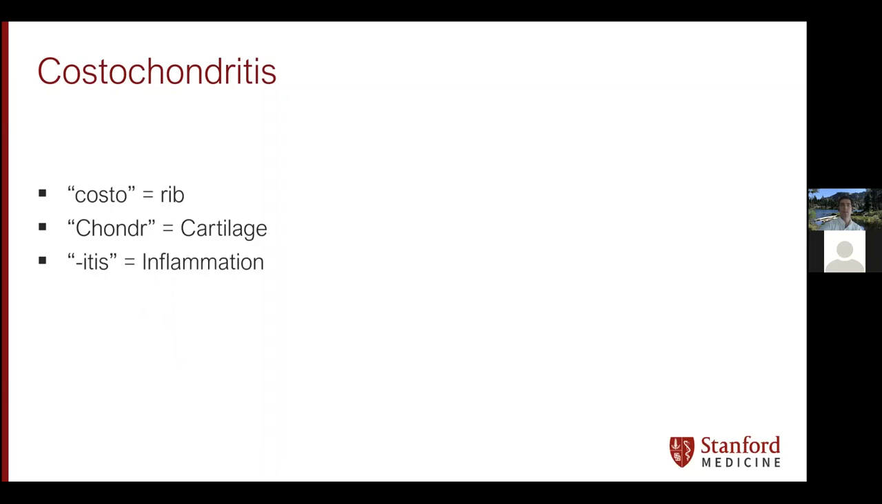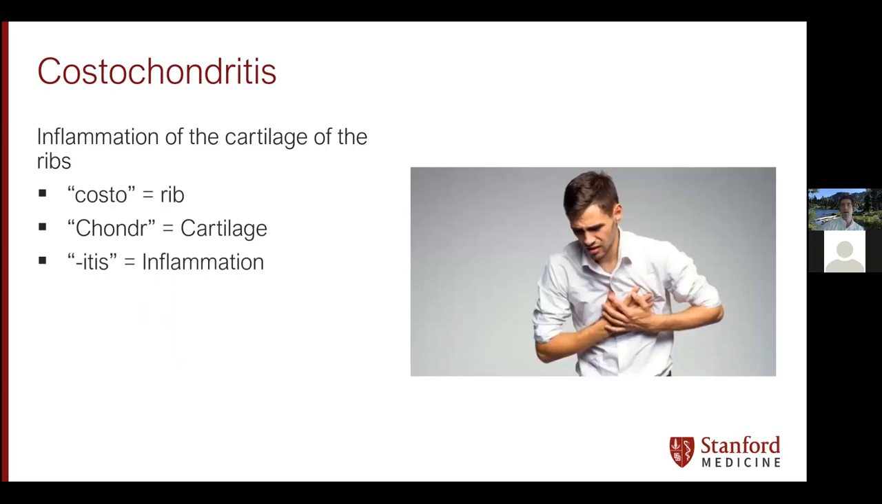Yeah, so costo is rib, chondr is cartilage, and itis is inflammation. So costochondritis is inflammation of the cartilage of the ribs, which is sort of the connective tissue between the ribs. And it's a very, very frequent cause of chest pain.